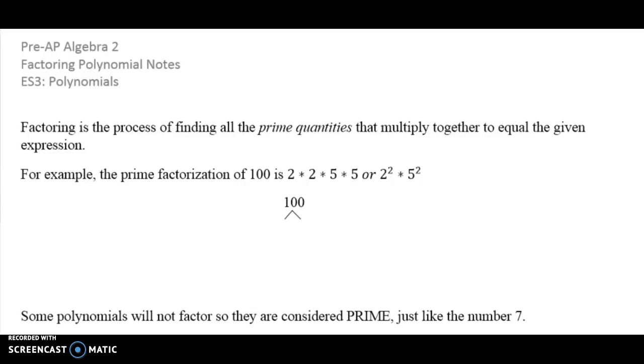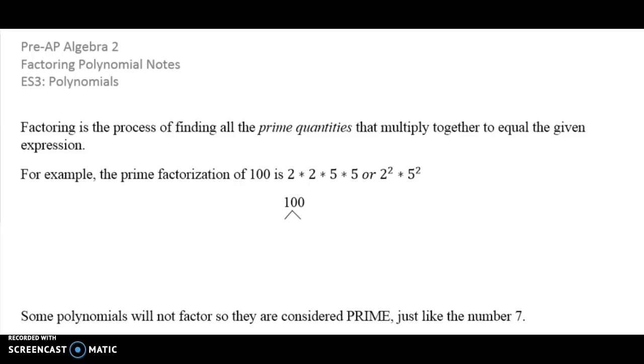It says factoring is the process of finding all of the prime. What does prime mean? Yeah, it doesn't divide out any further except for itself and the number 1. Okay, so it's prime quantities that multiply together to equal the given expression.